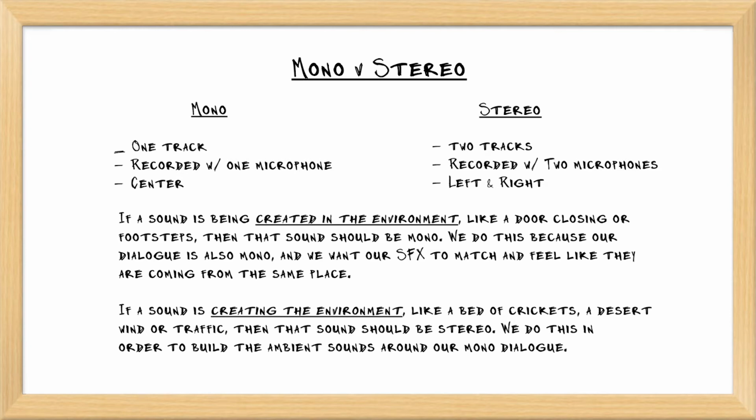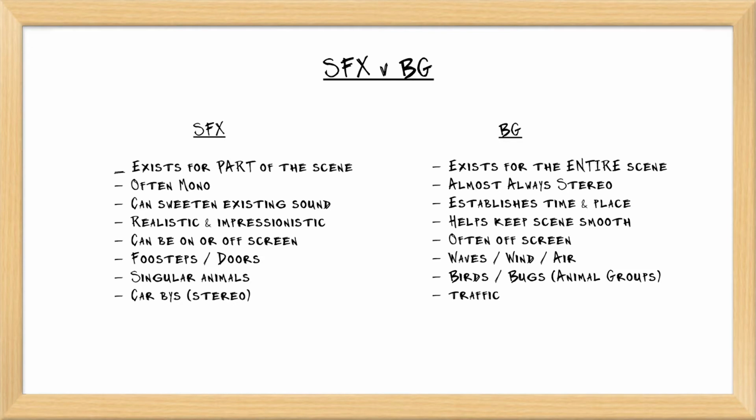If a sound is creating the environment, like a bed of crickets or a desert wind, then that sound should be stereo. We do this in order to build the ambient sounds around our mono dialogue. So now that we know the difference between mono and stereo, let's talk about the difference between sound effects and backgrounds. The biggest thing to remember is a background can only be considered a background if it exists for the entire scene, whereas a sound effect only happens for a part of the scene. Sound effects are often mono, whereas backgrounds are almost always stereo.